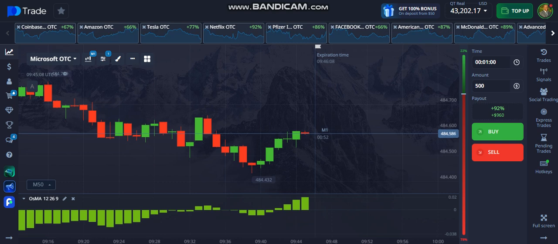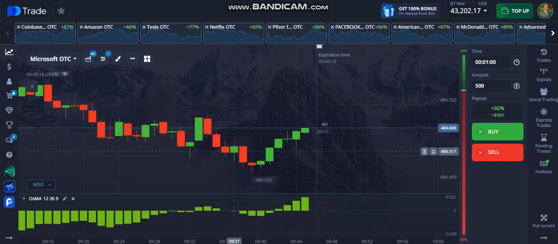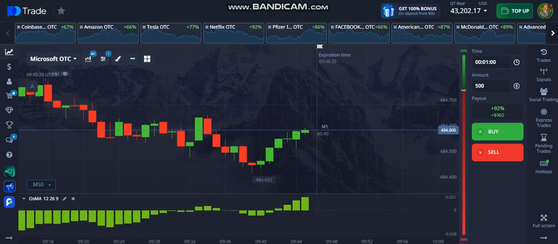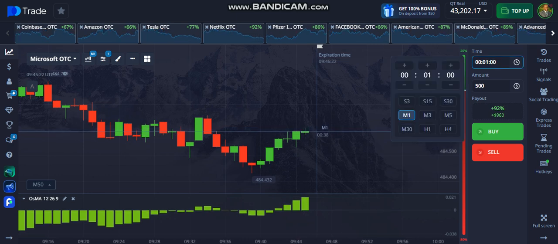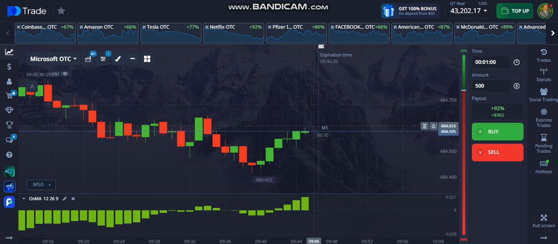And for my candlestick charts, I'm going to be utilizing 1 minute candles, 1 minute regular Japanese candles here. And for my trade timer, I'm going to be setting it to M1 or 1 minute trades, 60-second trades. So I'm looking at 60-second candles while taking 60-second trades. Okay, so I'm going to pause the video and look for some setups.